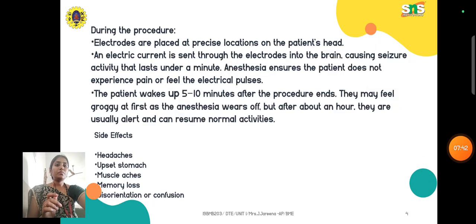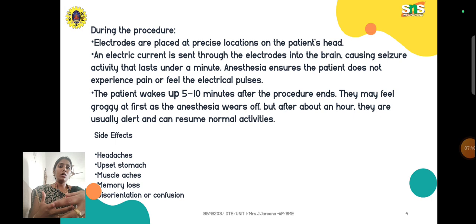Okay, so what is the procedure for ECT? Here we have to place the electrode at the precise location where we want to give the stimulation, and after placing it, through the device we send electric current through the electrodes to the specific area where we want to give the shock. After this, the person experiences seizure activity that lasts for a minute. The whole procedure takes place while the patient is in a conscious, awake state, for 5 to 10 minutes. Okay, these are the steps we have to follow.